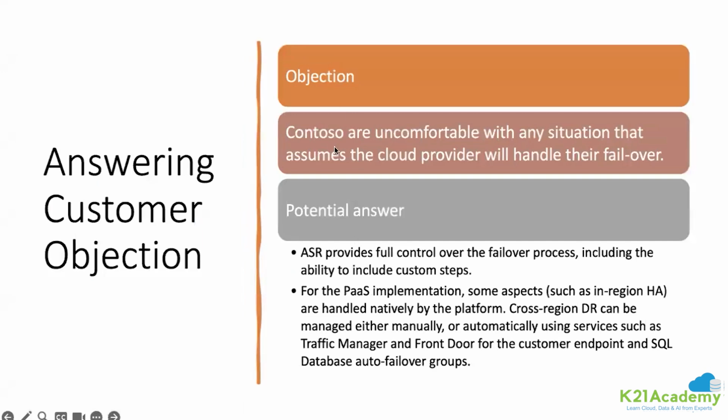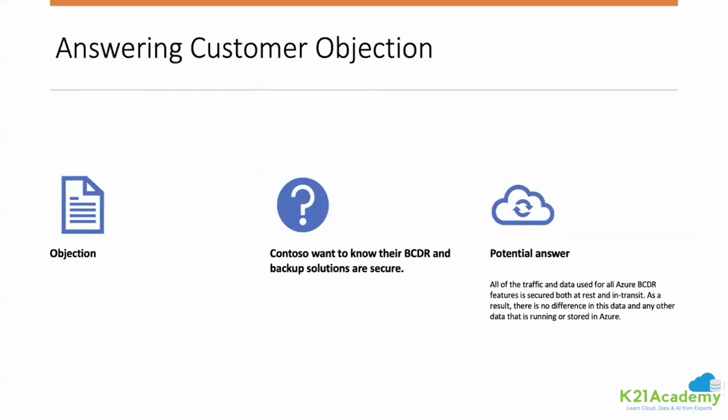Along with this, Contoso is uncomfortable with any situation that assumes the cloud provider will handle their failover. So the potential answer here is ASR. Azure Site Recovery provides an approach where the customer can decide their own failover scenario. They can replicate their workload across the region, and then they will be able to test and validate their ASR related activity in place, correct? That way, at least they will be able to manage that scenario.